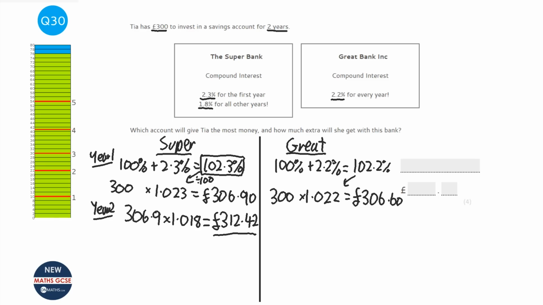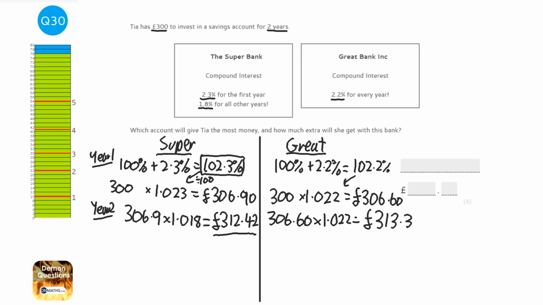£306.60. Then I'm going to times that again by 1.022. So times 1.022, and this time I get 313.34. Actually, that would be 5 if I round it to the nearest penny.